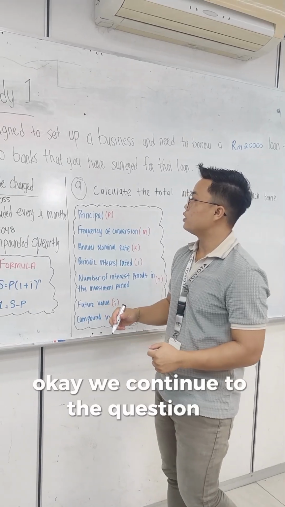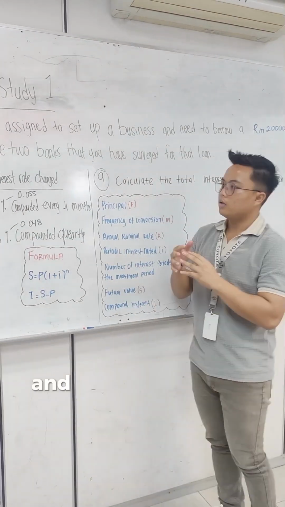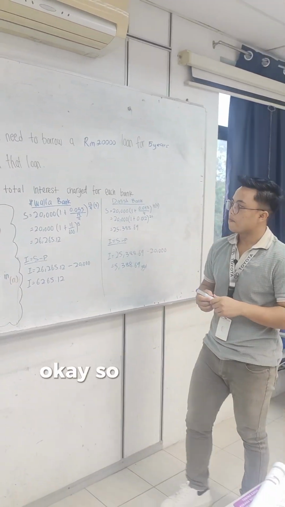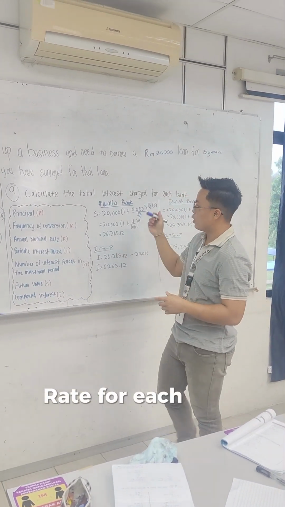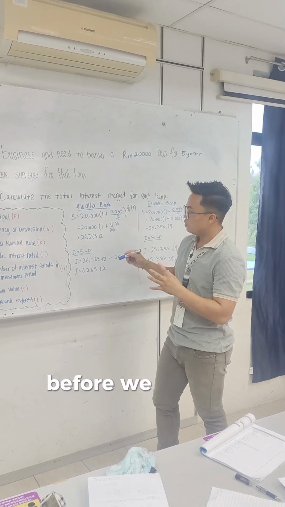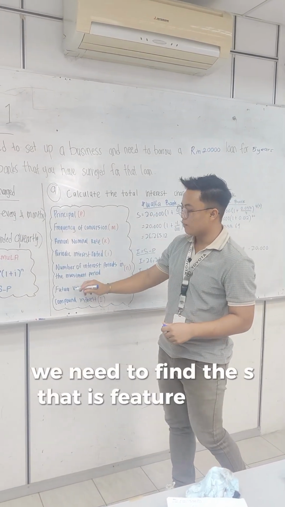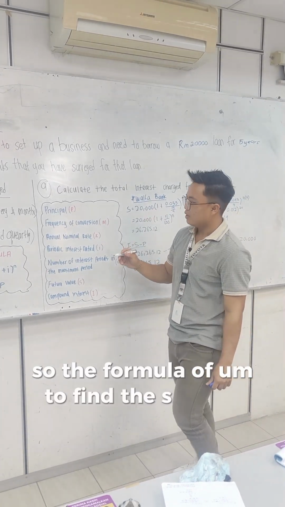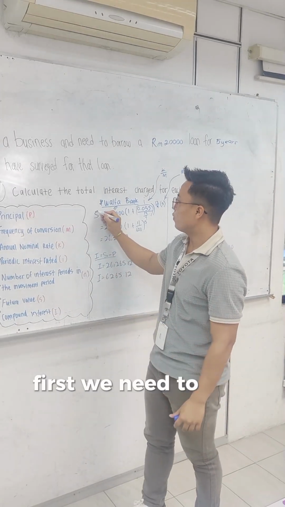Okay, we continue to question A. So we have Walfa Bank and Dennis Bank, and those banks have different interest. So this is how to find the interest for each bank, which is Walfa Bank and Dennis Bank. First is Walfa Bank. Before we find the interest, we need to find S, that is future value. So the formula to find S is this one. This is the formula. So first we need to find S.